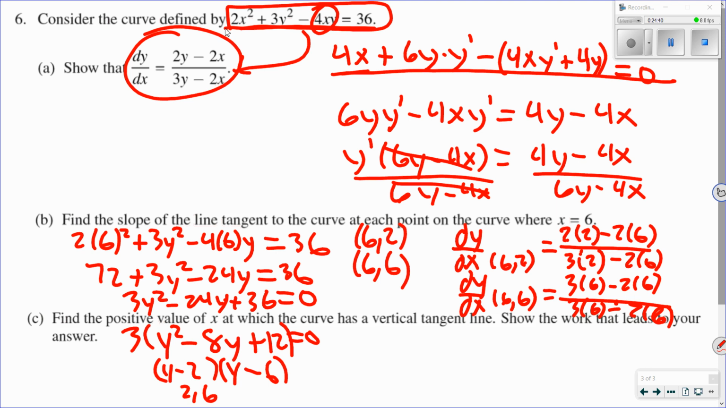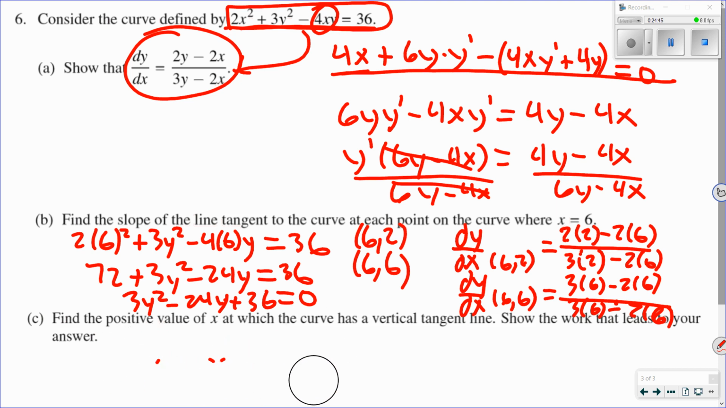Okay, C. I thought C was the trickiest one. It says, find the positive values of x, which the curve has a vertical tangent line.